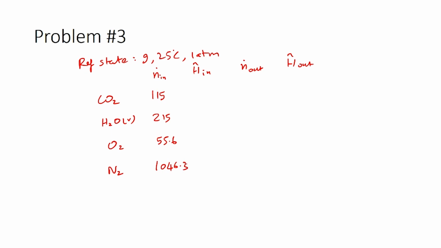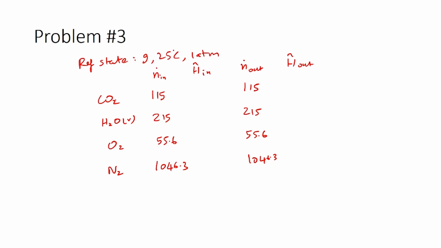The output of the furnace, which is the stack gas, is the input for the waste heat boiler. So, the composition of the stack gas which we calculated as the output has been used as the input in these terms. Inside the waste heat boiler there are no reactions, so the number of moles of all these components will still remain the same. The outlet condition would also have the same components: 115 moles of carbon dioxide, 215 moles of water vapor, and 55.6 moles of oxygen with 1046 moles of nitrogen. We now have to find out the enthalpy values for all these terms.